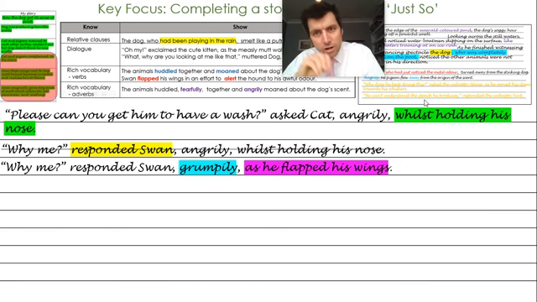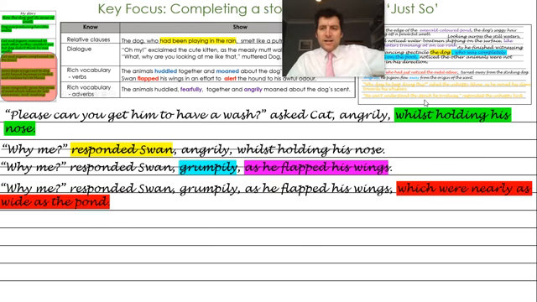So, changing the language, just showing that rich vocabulary that you've built up over your seven years of primary school. Don't just have the same thing repeated and repeated. Show that rich vocabulary here. "Why me?" responded Swan grumpily as he flapped his wings. Now can I improve it even further? Could I talk about these wings with a relative clause? Could I drop in that relative clause here: as he flapped his wings, which were nearly as wide as the pond?